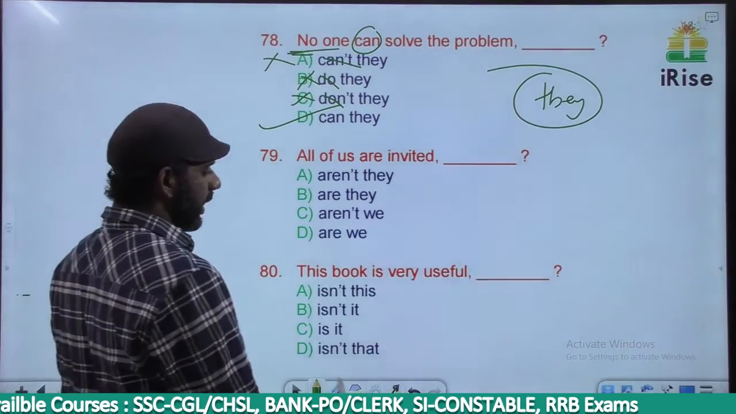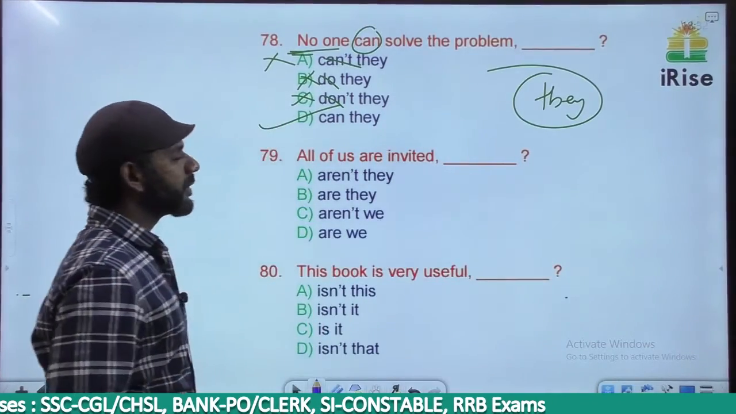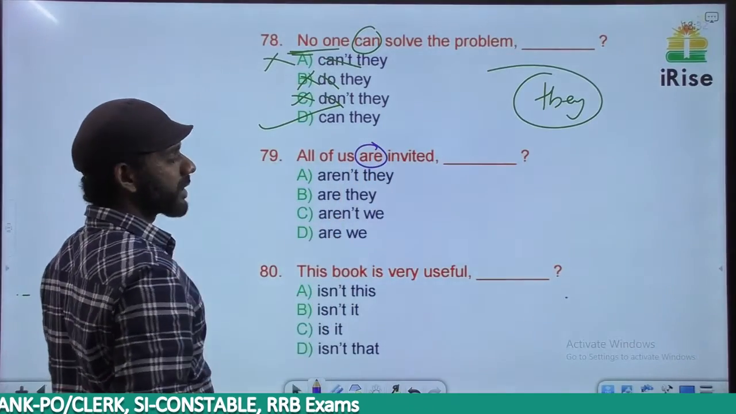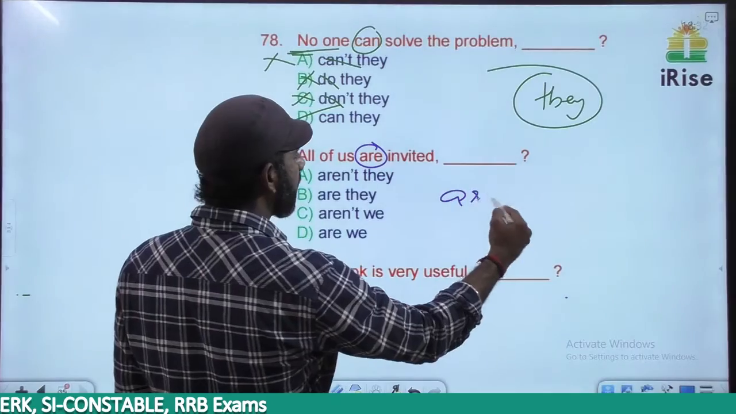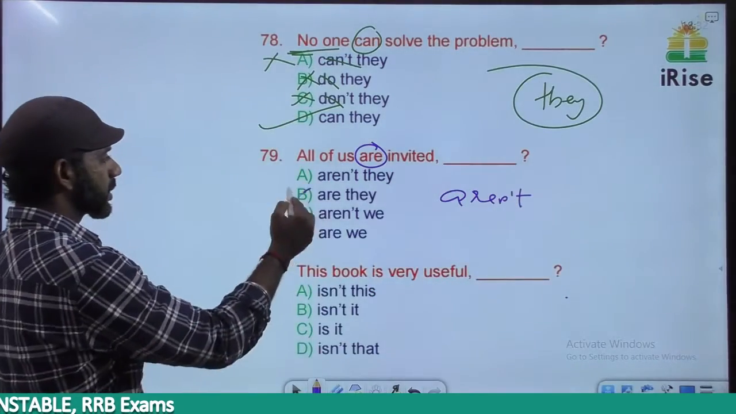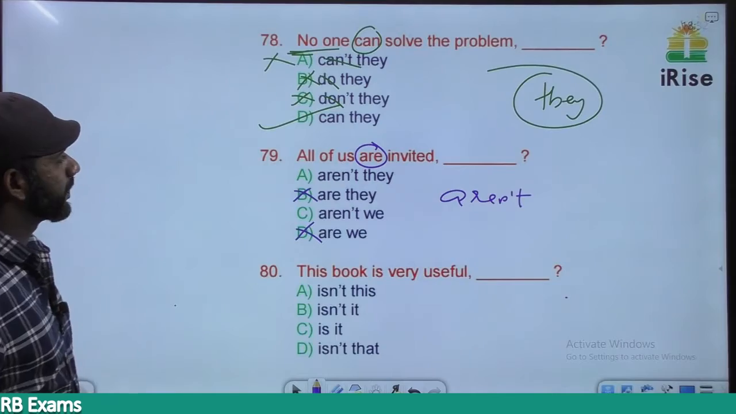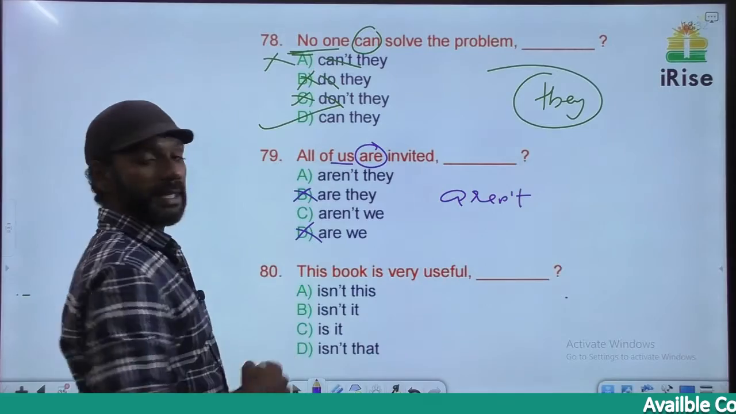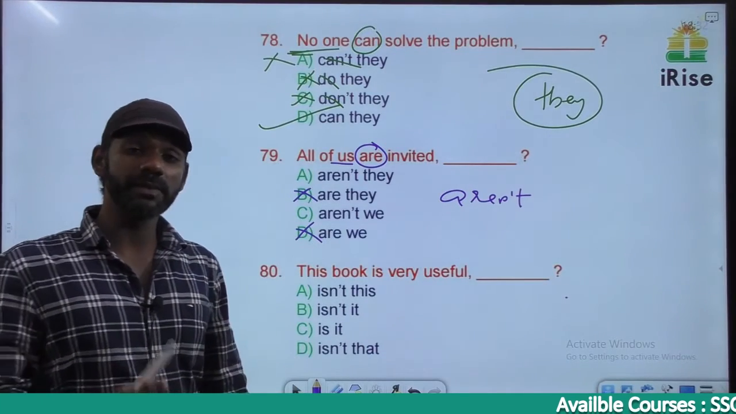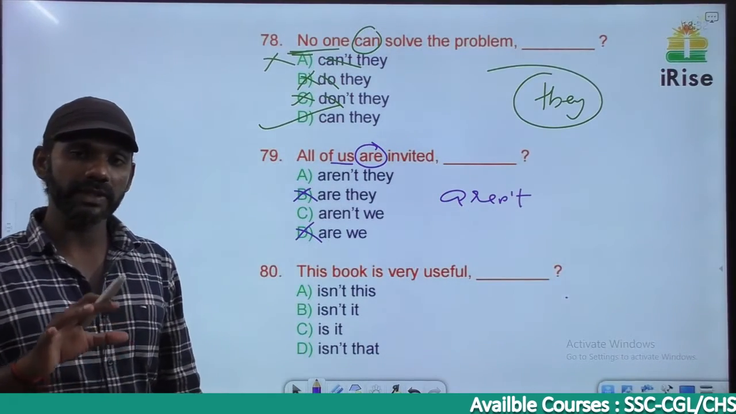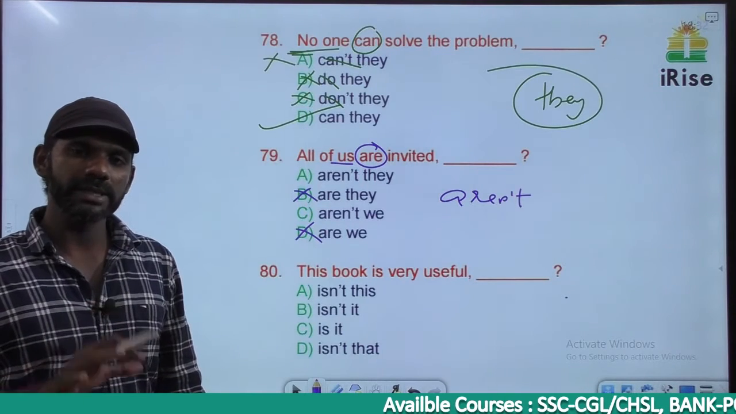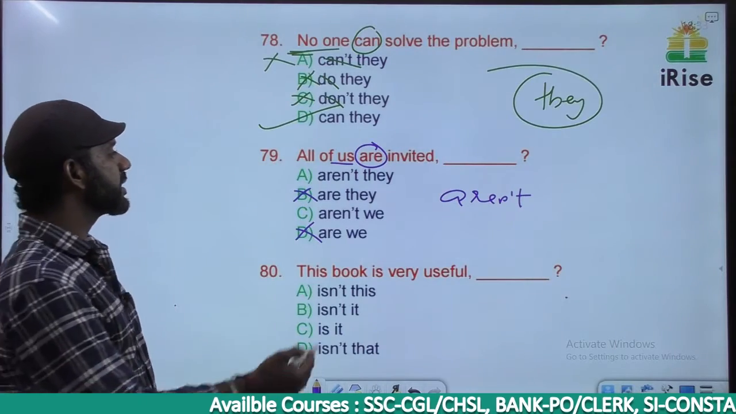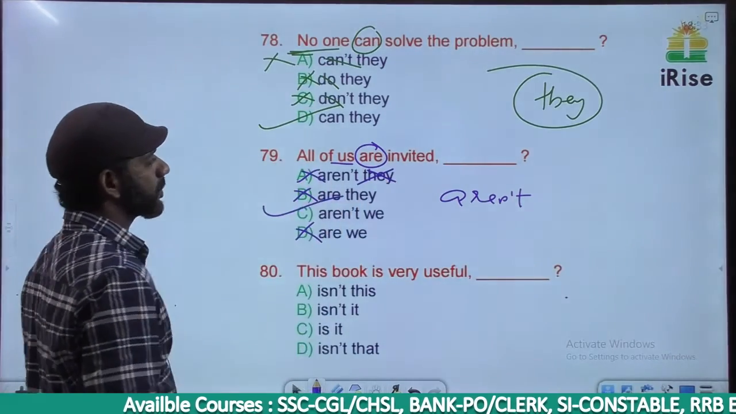All of us are invited. The auxiliary verb here is are. No negative term, so in the tag there must be a negative term. Are not, short form is aren't. So B and D are gone. Now, the pronoun in this sentence is us, a pronoun in the objective form. I told you the pronoun we use in the tag must be in the subjective form. What is the subjective form of us? It is we, so it must be aren't we. They is eliminated. The answer must be option C.